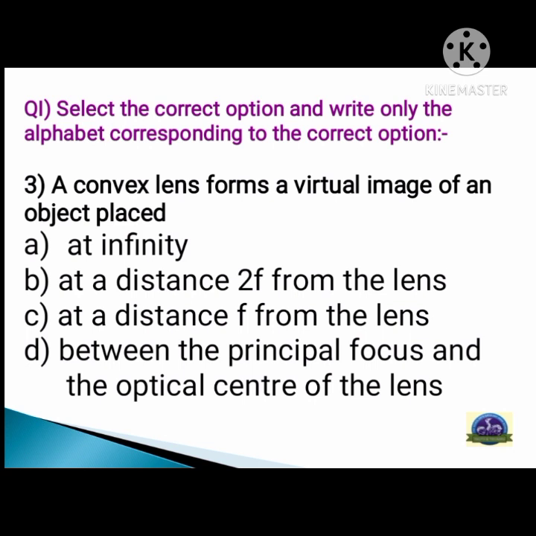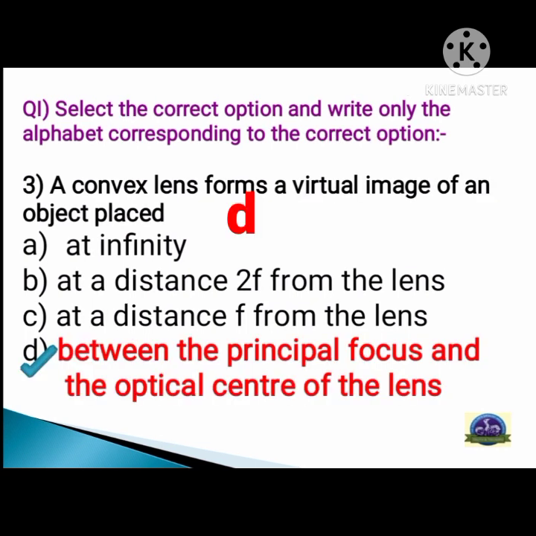Third one, a convex lens forms a virtual image of an object placed dash. Option A, at infinity. Option B, at a distance of 2f from the lens. Option C, at a distance f from the lens. Option D, between the principal focus and the optical center of the lens. Answer is option D, between the principal focus and the optical center of the lens.